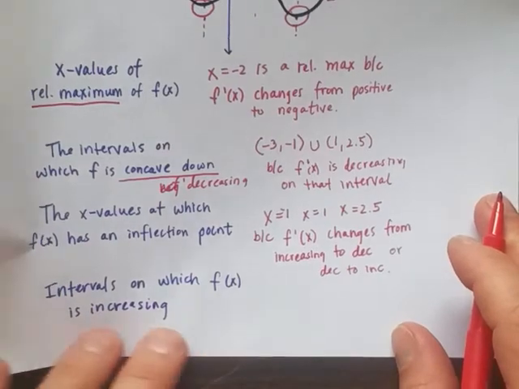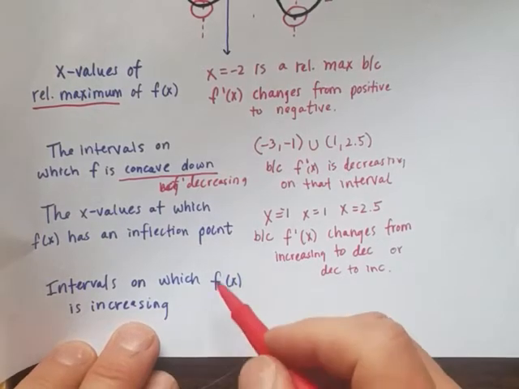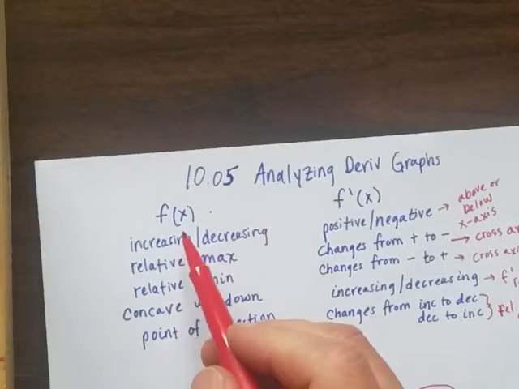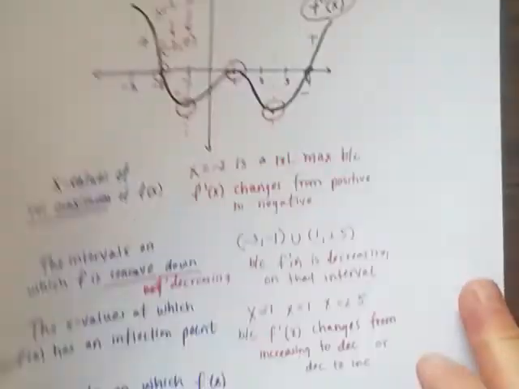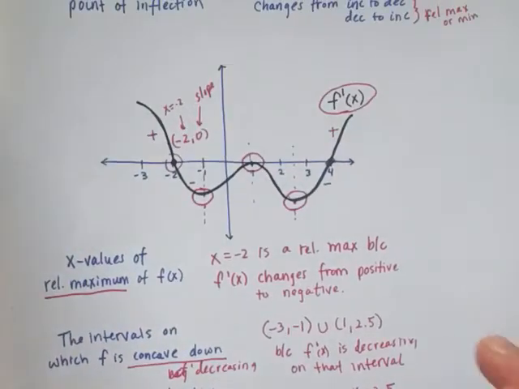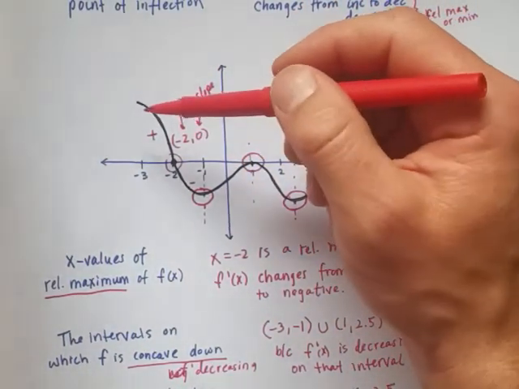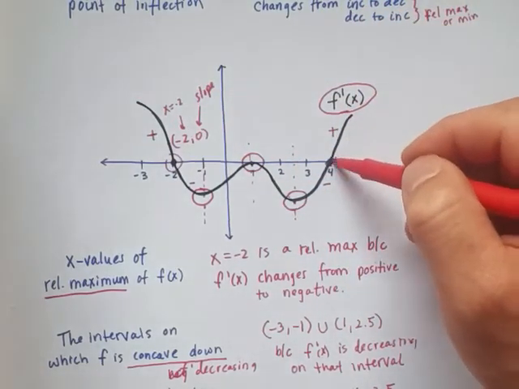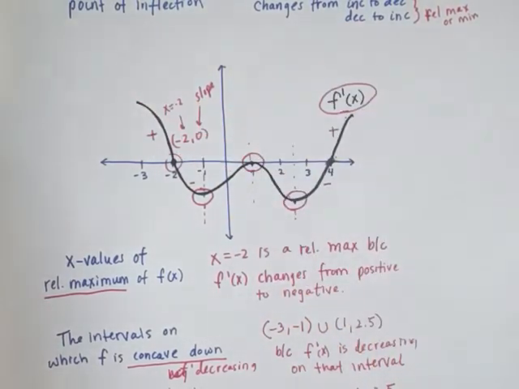Okay, the intervals on which f of x is increasing. So we have to find where f of x is just increasing. Let's look back up top. f of x is increasing just when this is going to be positive. So we just have to find all the possible values where f prime of x is positive. We're just going to look above the x-axis. So that's going to be above here and above here. So just these two sections, from -3 to -2.